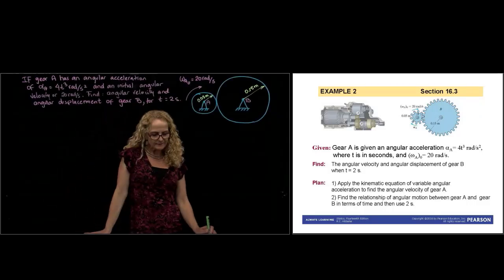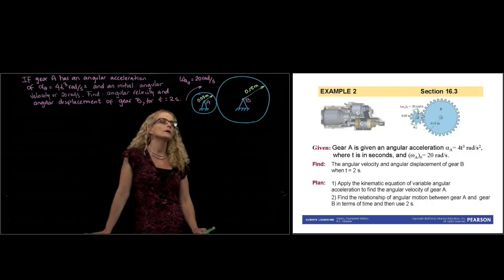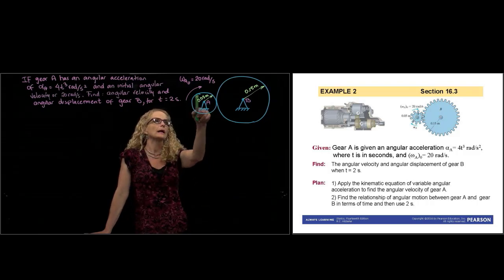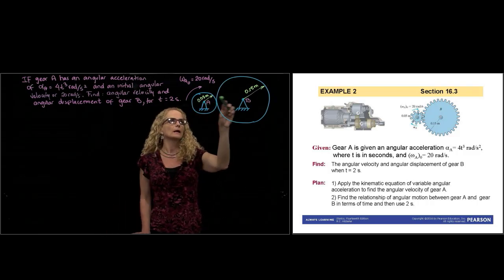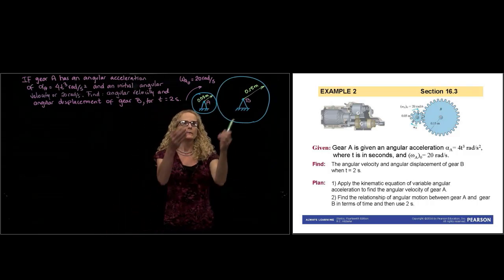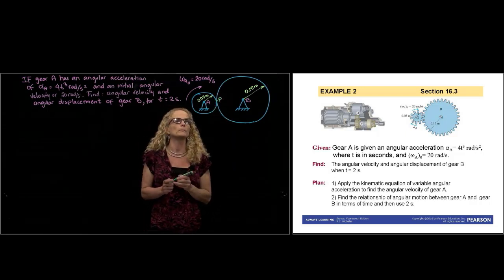Hi, this is example number 2 of section 16.3. So we have two gears, gear A and gear B, both rotating about fixed points A and B, and they mesh at this point, let's call it P.